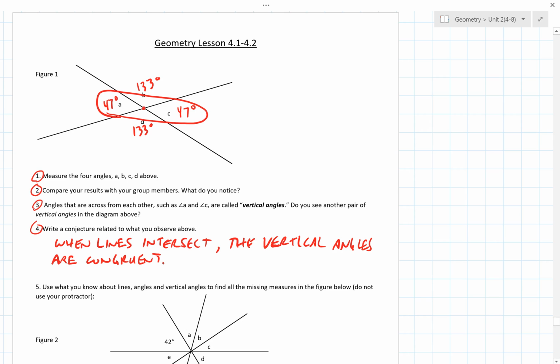Something to that effect. You didn't have to use those same exact words, but I did want you to use the new term vertical angles. Okay, vertical angles are across from each other, and this is what we'll refer to for the rest of the year as the vertical angle theorem.